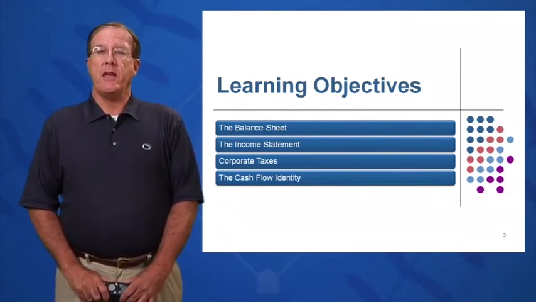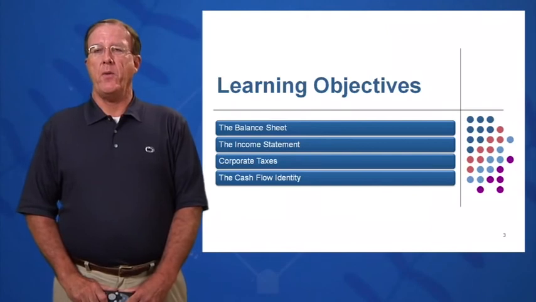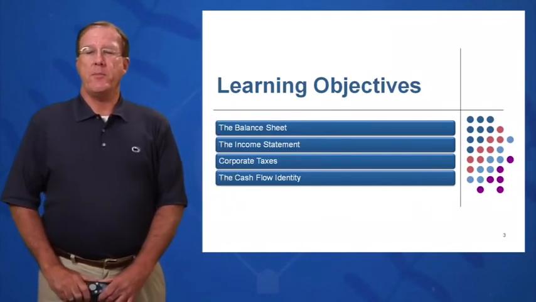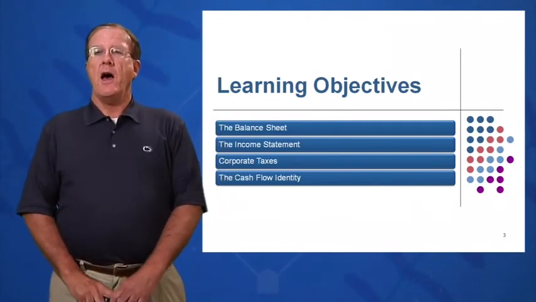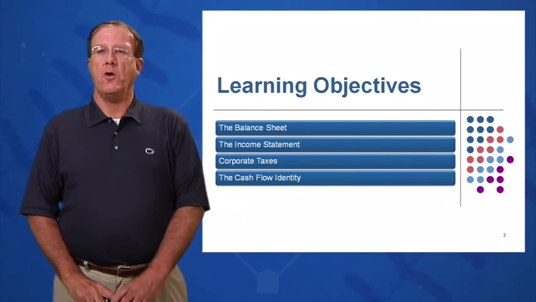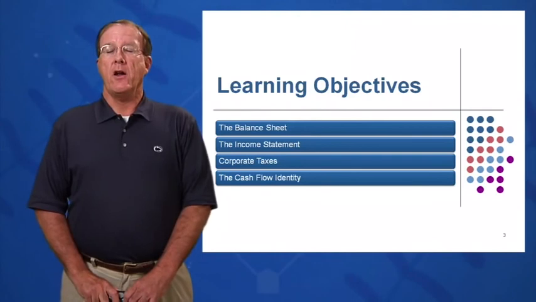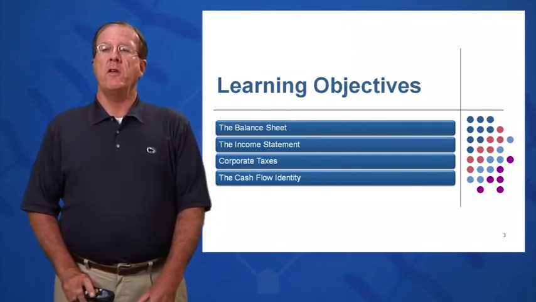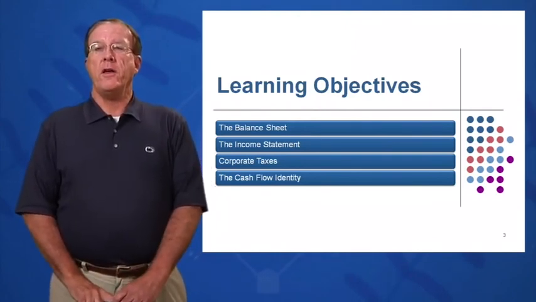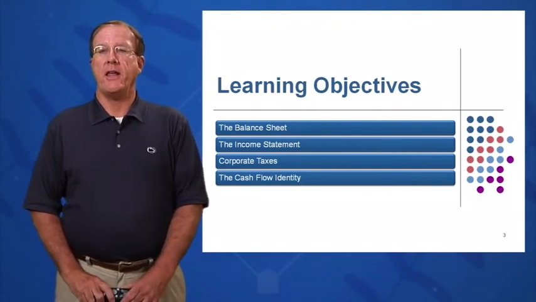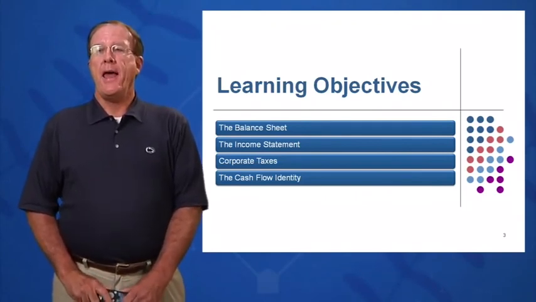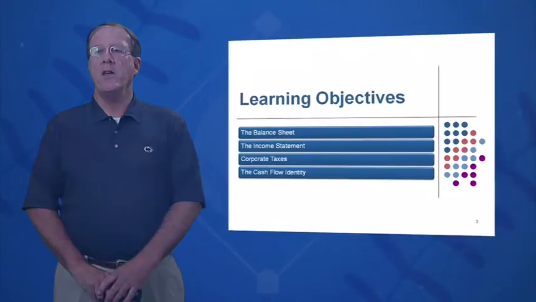Second objective, the income statement. What is an income statement? Again, when is it prepared? And how can it be used to your advantage? Third, corporate taxes. What are corporate taxes? What are tax rates on a corporation currently? And are they a financial or a political process? And fourth, cash flow. How to calculate cash flow, free cash flow, and some details on that.